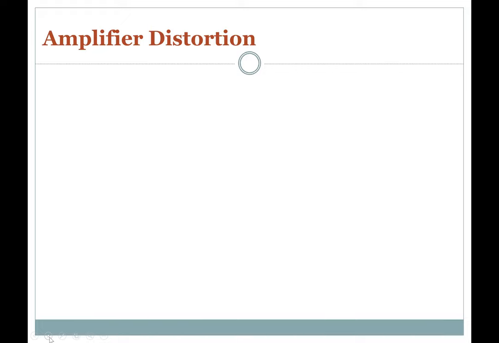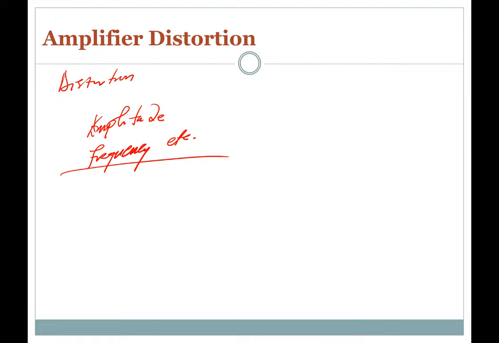Now, the next thing we're going to look at is amplifier distortion. The term distortion is usually used to mean that the amplifier has a gain which depends upon the signal characteristics, such as amplitude, frequency, etc.